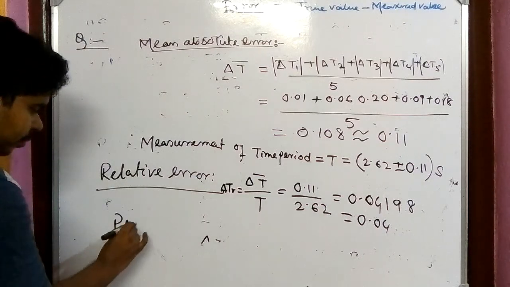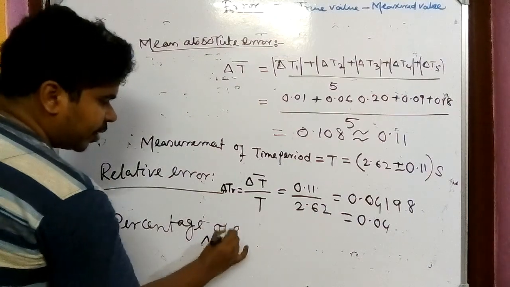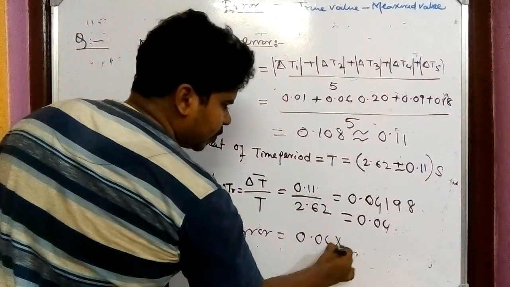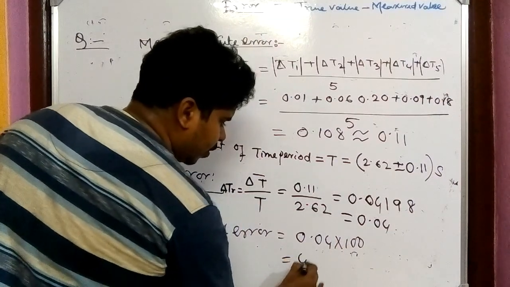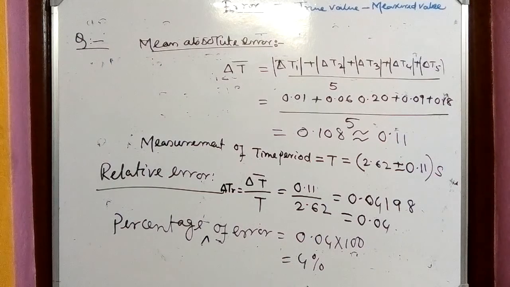And the last one, percentage of error, and it is 0.04 into 100, that is 4%. So the error in your total measurement is 4%. I think now it is a little bit clear how we are able to measure the error. Okay, thank you.